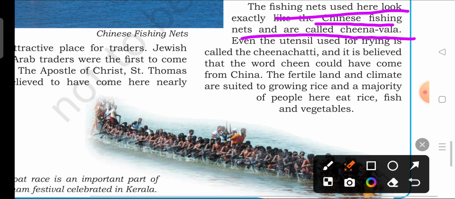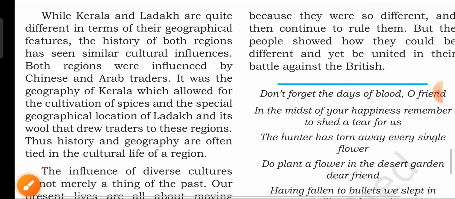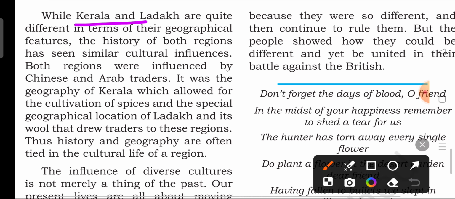Okay, now let us see their differences. While Kerala and Ladakh are quite different, isn't it? One is in the northern part of India and another is in the southern part of India. They are different geographically. One is a cold desert, and another is not a desert, it is near the sea, isn't it? So they are quite different in terms of their geographical features.